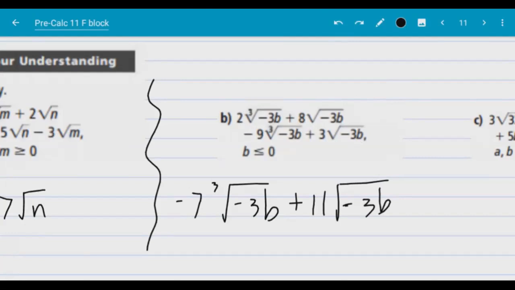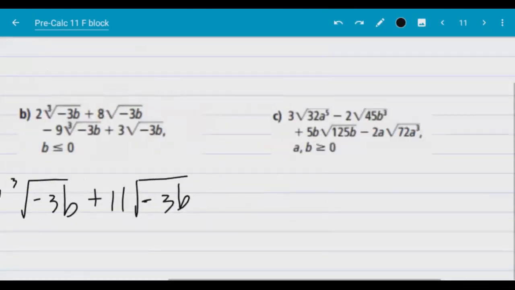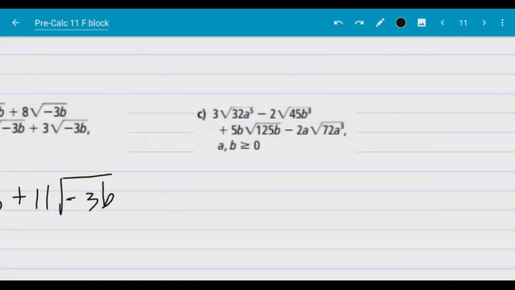All right. Let's move on to letter C. So this has an a, and this has an a. Probably those two would go together eventually. This has a b, this has a b. Okay, so wait a minute, this is b cubed. So let's see. All right, let's simplify it first, and let's see what happens.